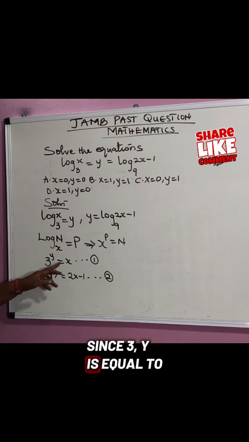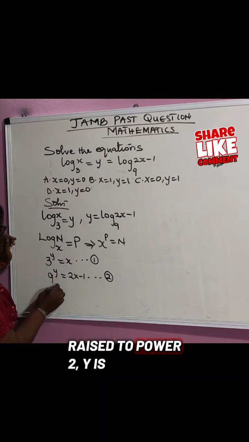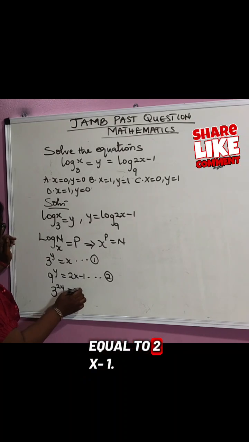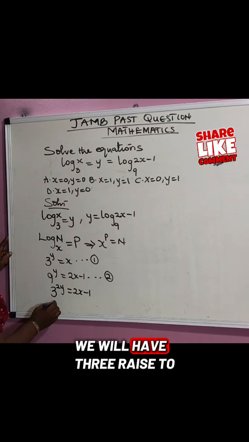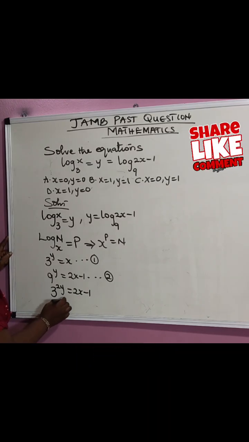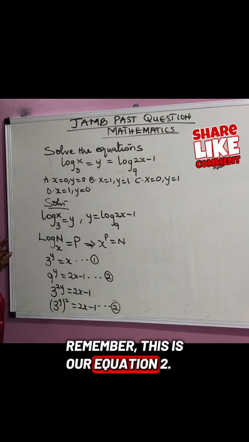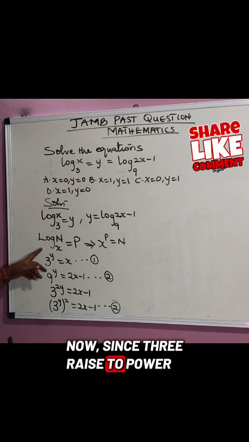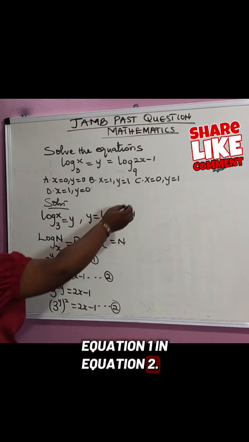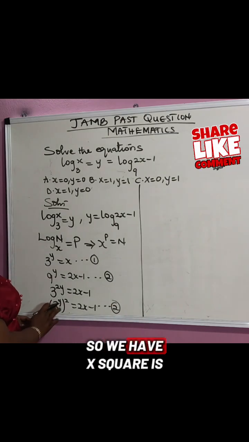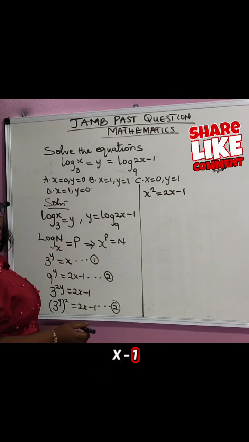Since 3 raised to power y is equal to x, from here we have 3 raised to power 2y is equal to 2x minus 1. Now interchanging this, we will have 3 raised to power y, raised to power 2, is equal to 2x minus 1. Remember, this is our equation 2. Now, since 3 raised to power y is equal to x, we are going to substitute this equation 1 in equation 2. So we have x squared is equal to 2x minus 1.